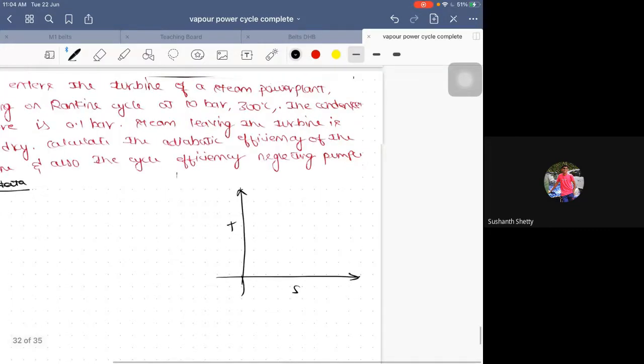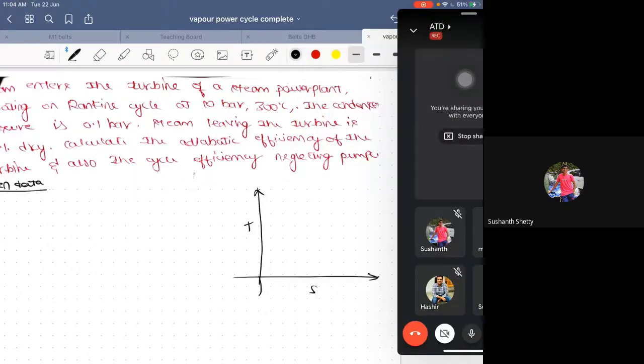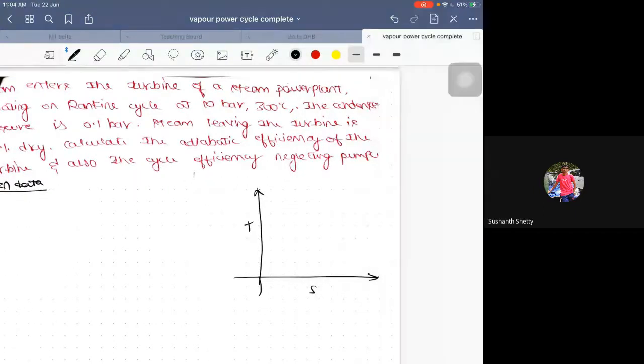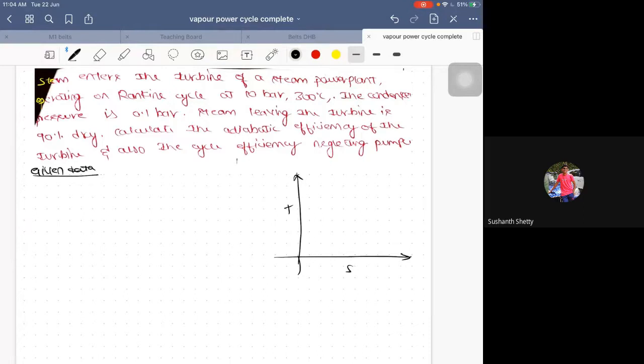Shall we start the problem? I was drawing both the diagrams, PV and TS diagram, just to make you understand the concepts. In examination, there is no compulsion that you have to draw both the diagrams. You must draw the TS diagram; the PV diagram is your choice. If you have time, draw the PV diagram for more clear understanding. If you don't have time, the TS diagram is more than sufficient.